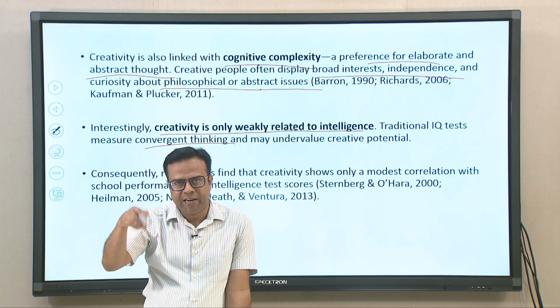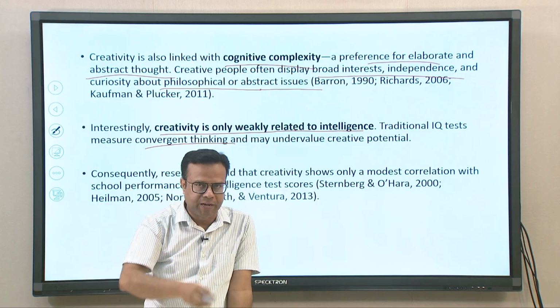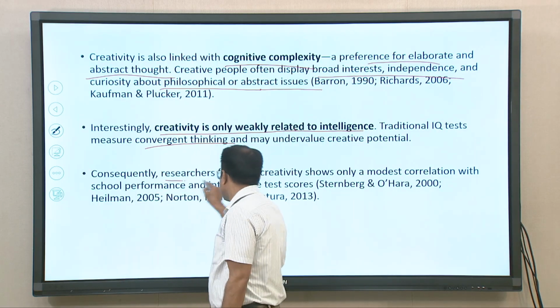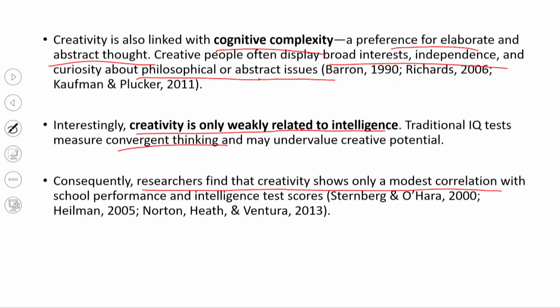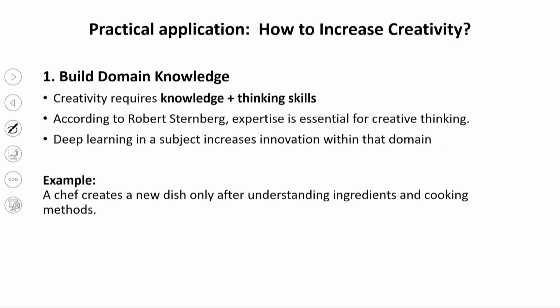People who are highly creative may not be very intelligent in the typical sense. Consequently, researchers find that creativity shows only a modest correlation with school performance and intelligence tests. So, there is a very moderate or weak kind of relationship with intelligence and so on.